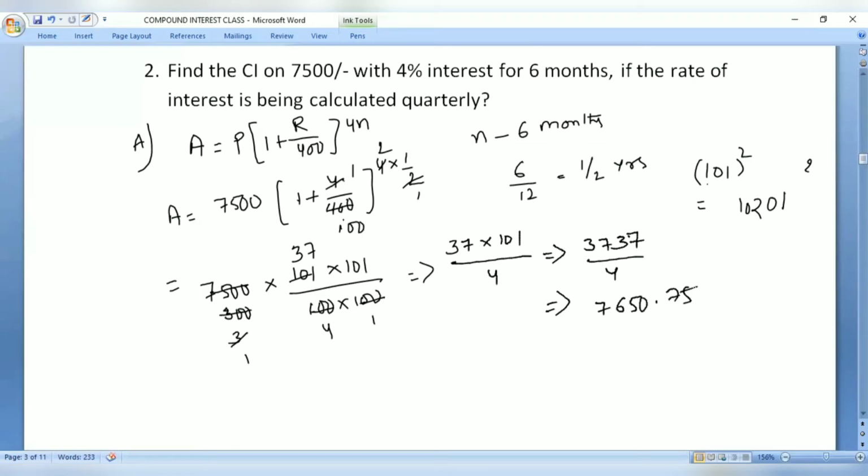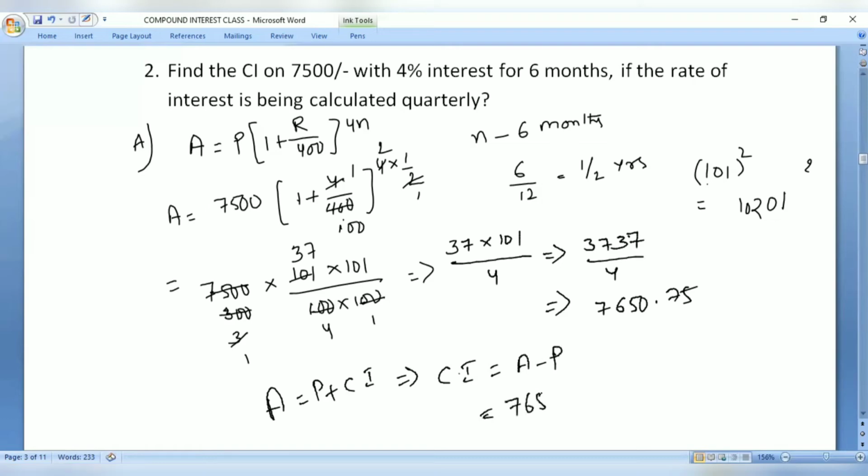7,650.75, right? So in this case, this becomes the amount. So amount equals to principal plus compound interest. And we want the compound interest. That means amount minus principal.